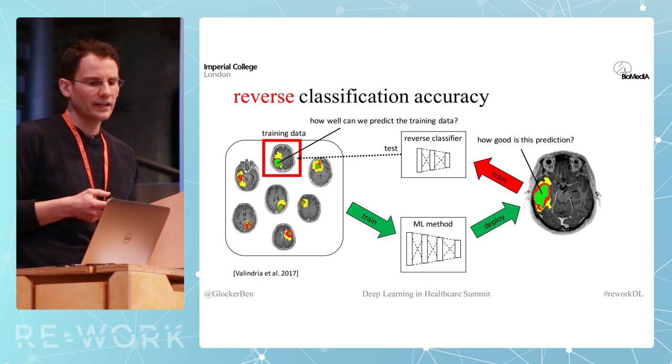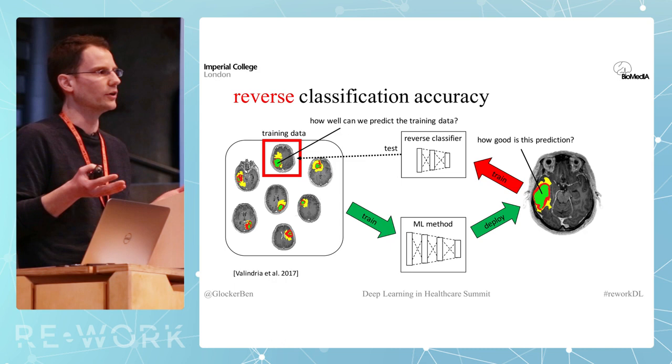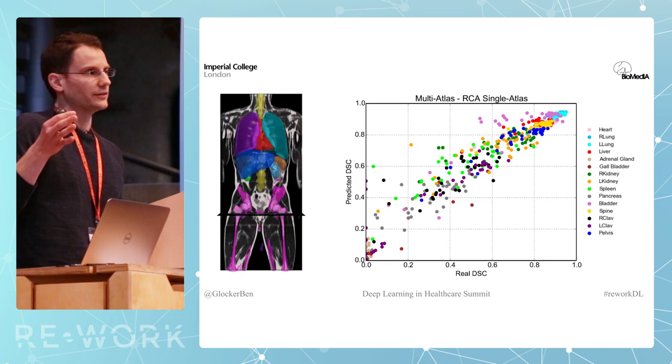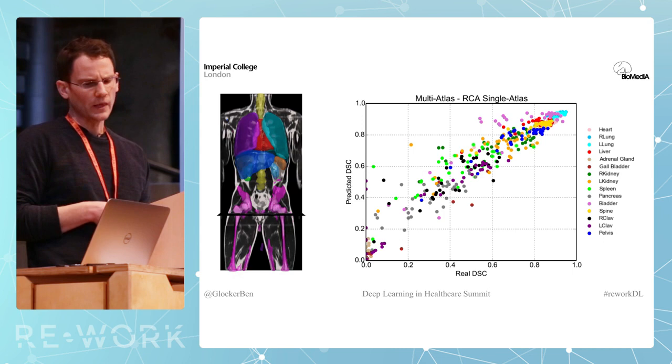And now on this one, you can of course quantify. You can get a number, a quality score, a metric that tells you how well you could segment the training data by using the prediction on your test data. And we show that this is well correlated with the true performance that you would get on your test data. We tested this on multi-organ segmentation in whole body MRI, but in the meantime also on cardiac imaging.